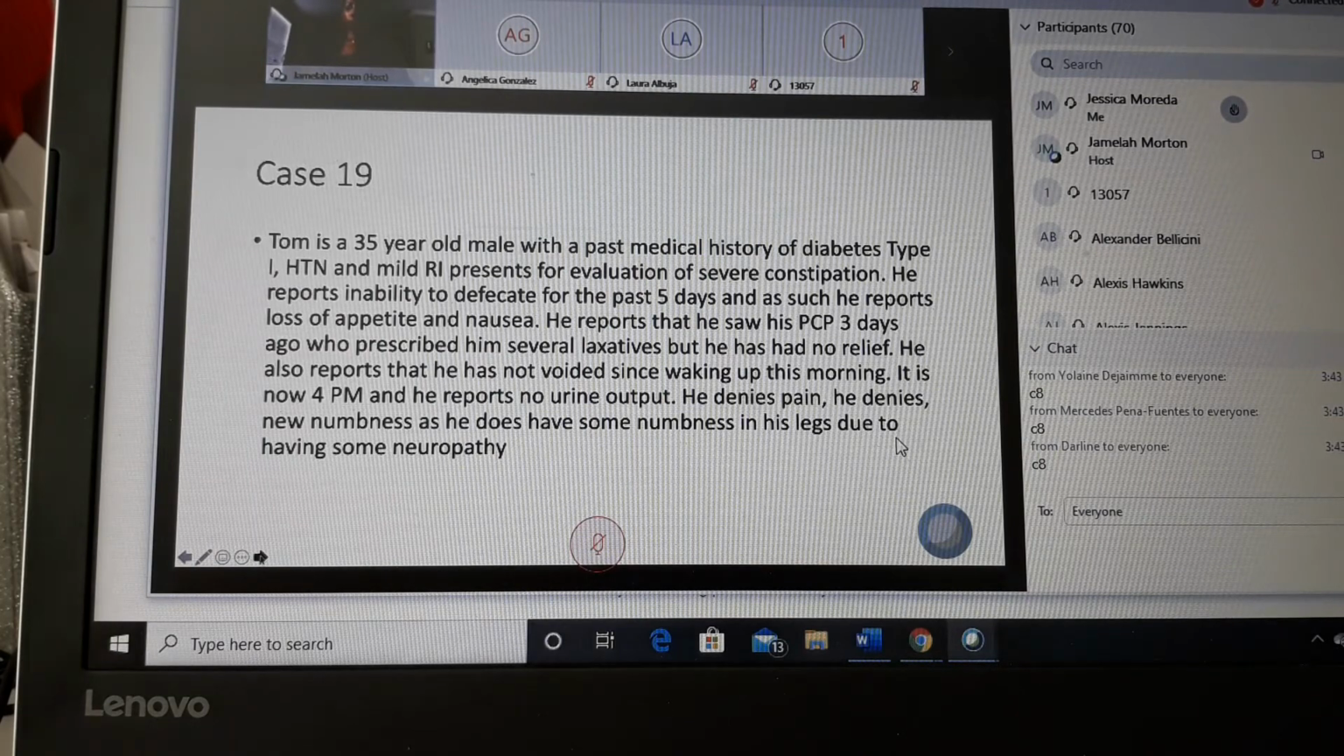All right. Case number 19. We're almost done, Laura, right? Yes, there are 20 cases. Okay, almost good there. All right.